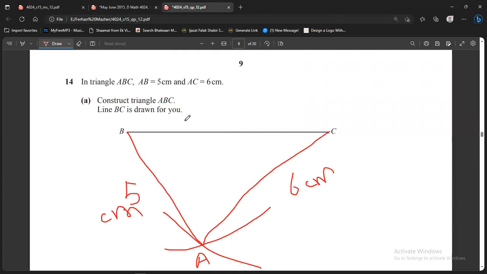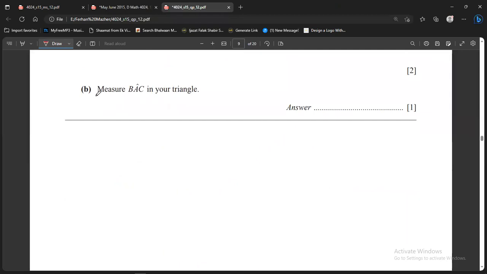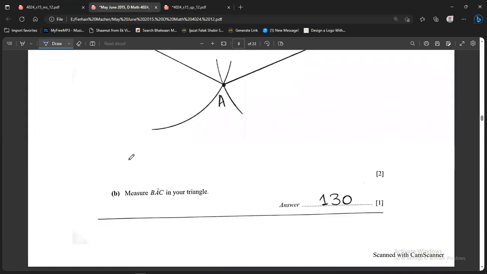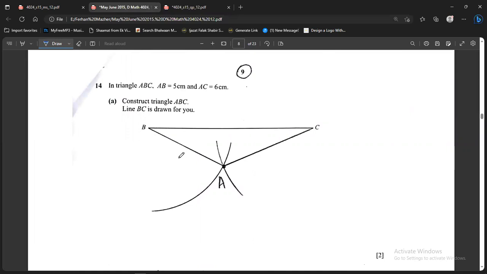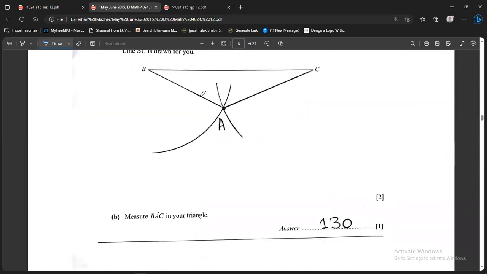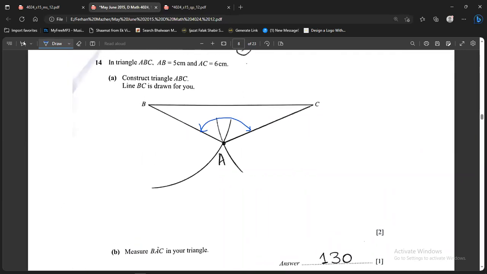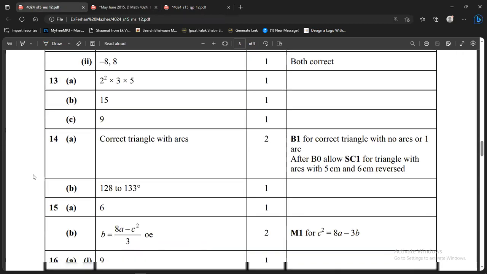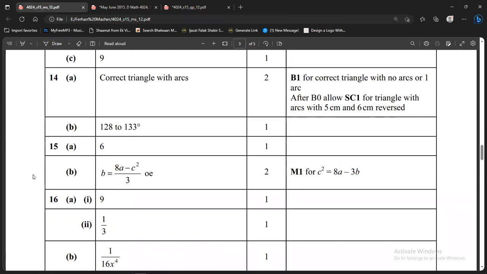Then their question is measure. This word is very important. Measure means by using an instrument, you have to actually measure it. Measure the angle BAC in your triangle. So we have to measure with the help of a protractor. Basically they want us to find out how much is this angle. With the help of the protractor, measure how much is this angle, and that will be 130. So this angle will be 130. He says from 128 to 133, see, we say 130. So our answer is right.